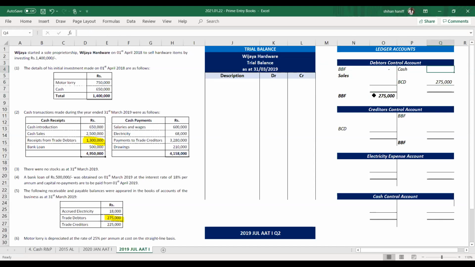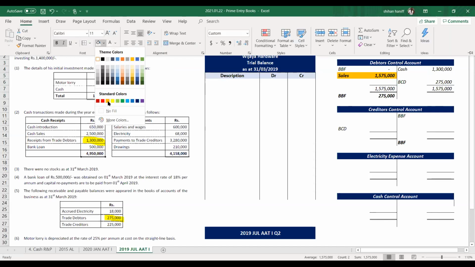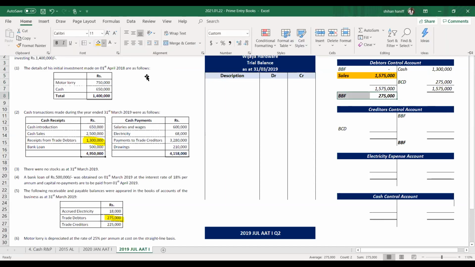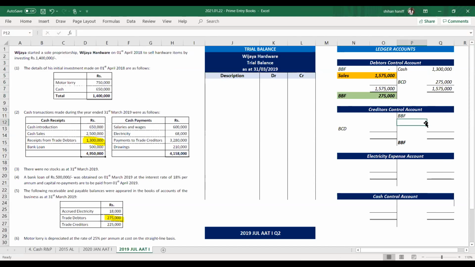Cash received 1.3 million. So we can find out the difference. $1,575,000. That's the difference, and this is the closing balance. Okay. So this is credit sales. This will be added to the cash sales.